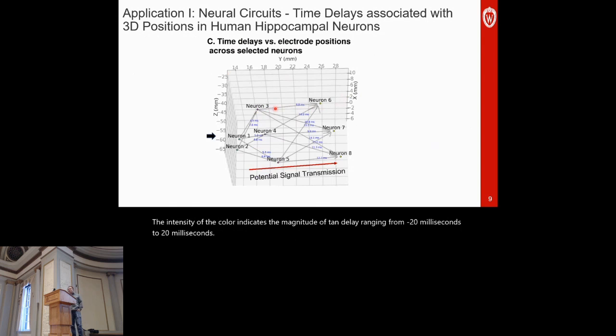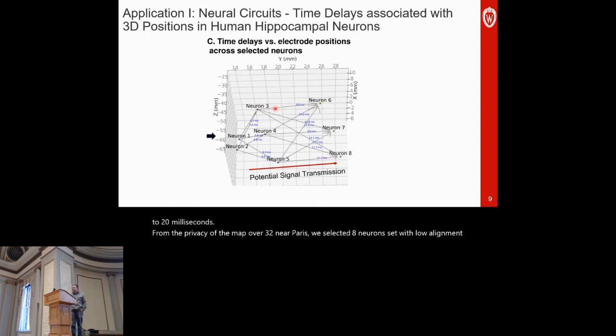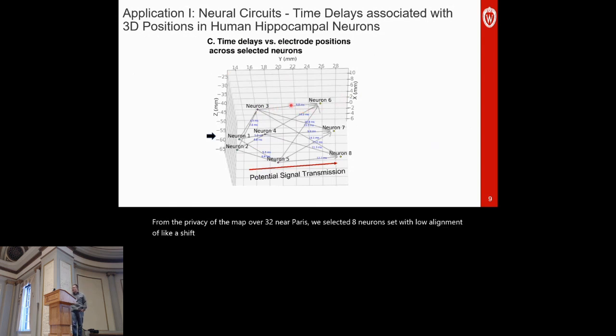From the previous heat map of 32 neurons, we selected 8 neurons with low alignment or shift errors. In this figure C, we can see a 3D plot, which plots the real 3D position of those neurons. Remember, we use depth electrodes, so the 3D positions of those neurons are available. And then we also compute the time delay between each pair. For example, from 4 to 6 is 10.2 milliseconds, and the arrow is from 4 to 6, which means neuron 4 fires first, and neuron 6 follows.